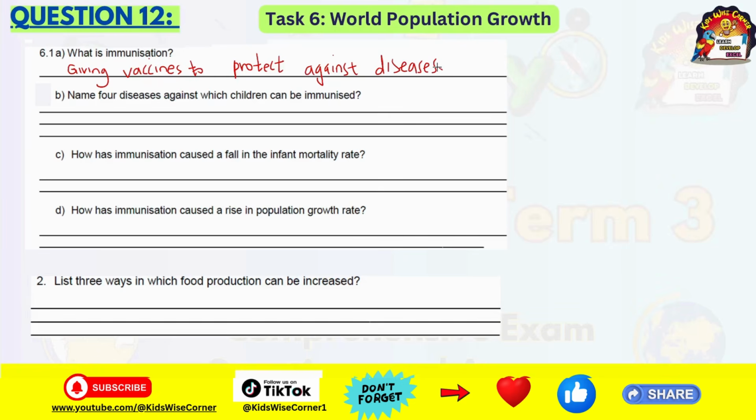B. Name 4 diseases against which children can be immunized. They can be immunized against diseases like measles, polio, TB, and diphtheria.